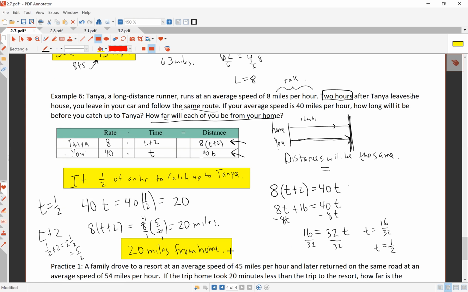Okay, so let's take a bit of practice, and the table will help you greatly if you always make the table. You fill in your 4 boxes, multiply across to get your distances, and then you have to write the equation with those distances.